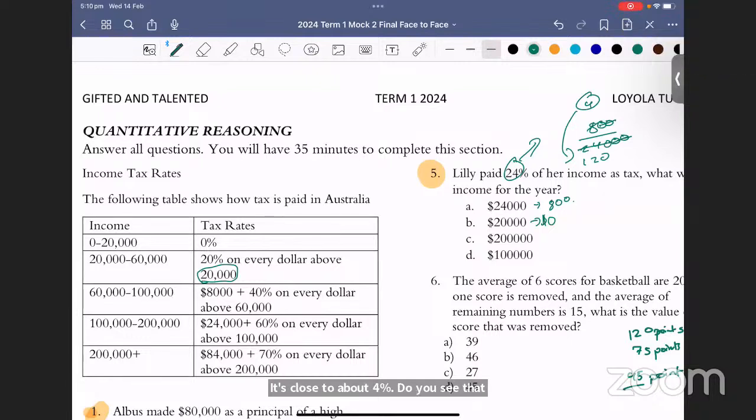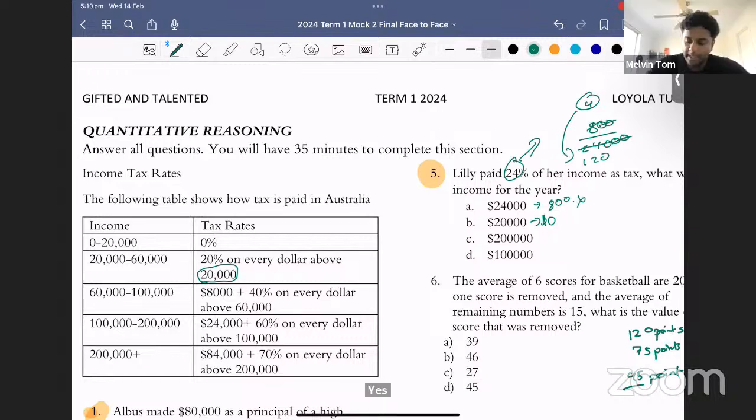Yes. Okay. So it's not option A, not option B. 200,000, how much tax do you pay?